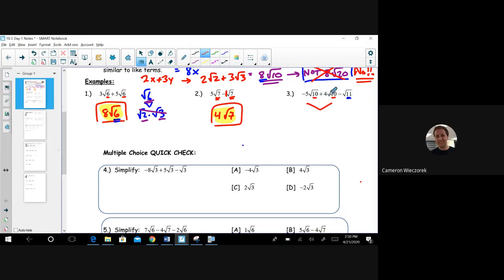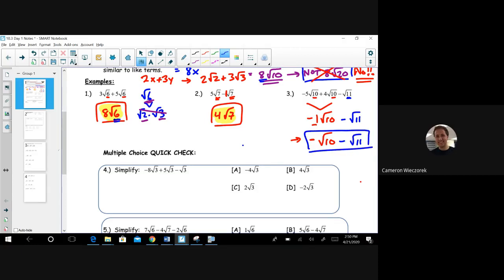Negative 5 rad 10 plus 4 rad 10 would be negative 1 rad 10. And then I'm going to bring down the minus rad 11. But notice you have different radicals now. So you can't subtract negative 1 minus 1. So I just drop this invisible 1. I leave the negative sign. I get negative rad 10 minus rad 11. And that's as far as I can take this one.